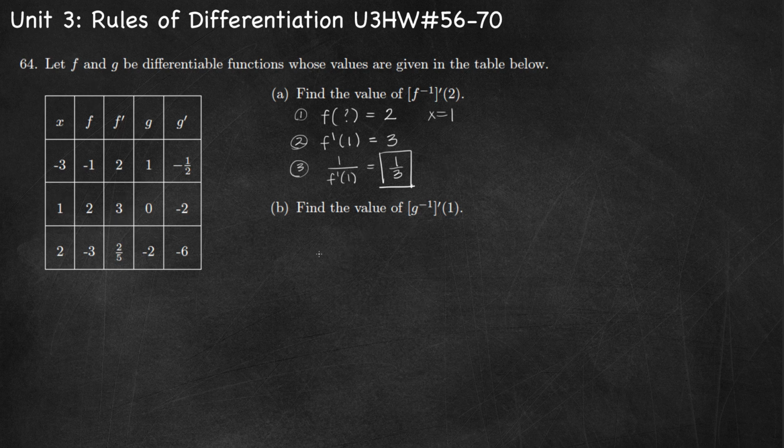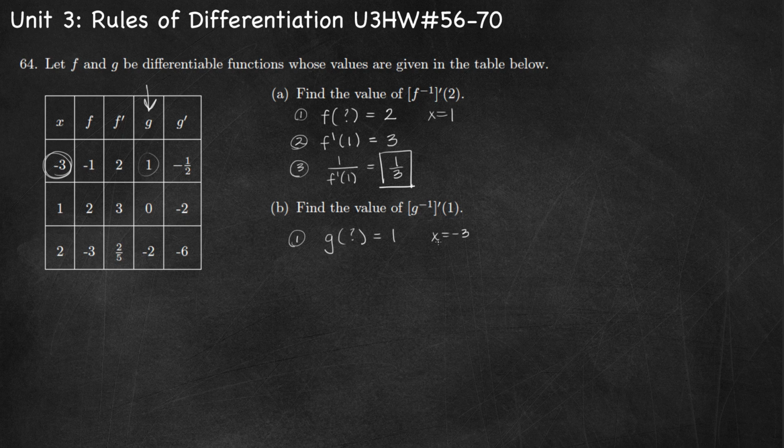Now part B, find the value of g inverse prime at 1. So step 1, we want to know where does g equal 1. So g of what value is equal to 1. So we look in our table at function g, it's equal to 1 when x is -3. Okay, so x is -3.